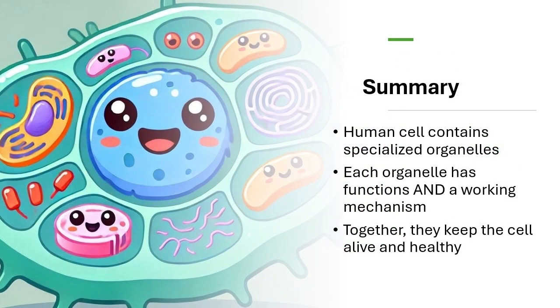Summary. In this slide, I'm summarizing how a human cell functions as a coordinated system. Each organelle inside the cell has its own special job, but it also has a unique way of carrying out that job. Some organelles produce energy, some build proteins, while others store materials or control cell activities. Even though their roles are different, they work together continuously to keep the cell functioning properly, healthy, and alive. This cooperation is what allows the entire body to work efficiently.